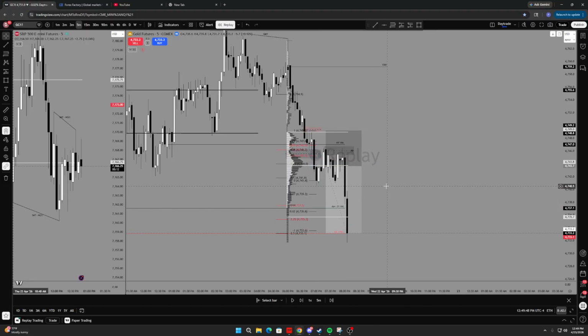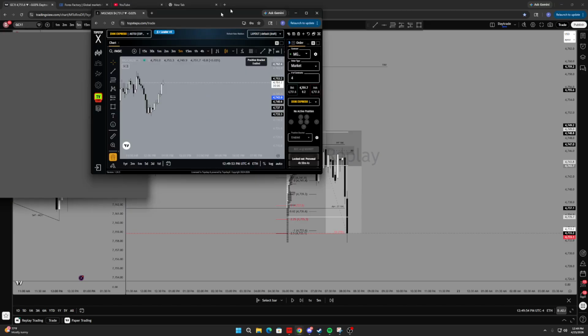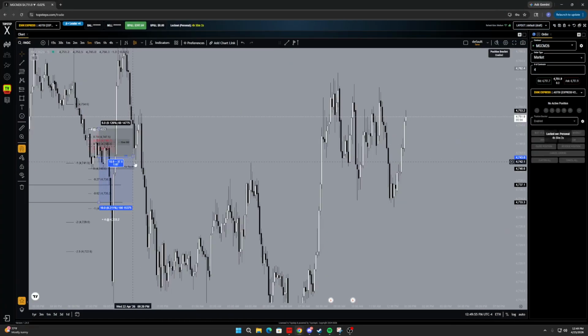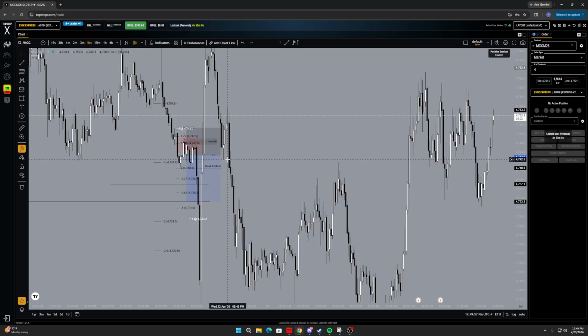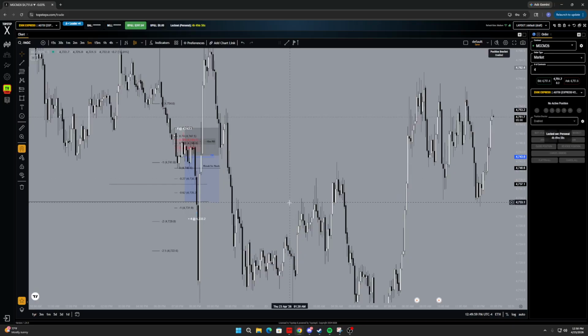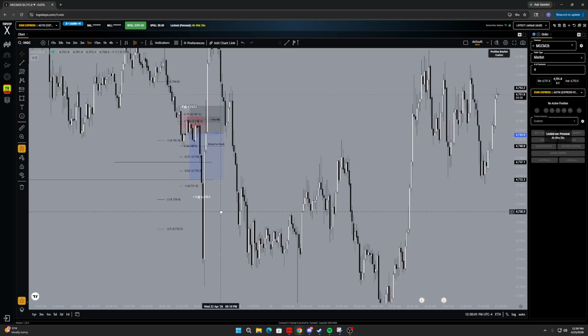But this wasn't a 1.9. It was much lower than that. It was about a 1.67, so almost a 1.7R trade. Again, it would have been very nice if I would have been able to hold down further.